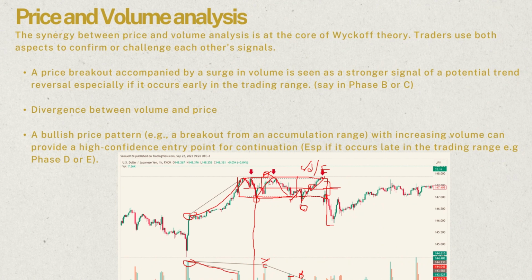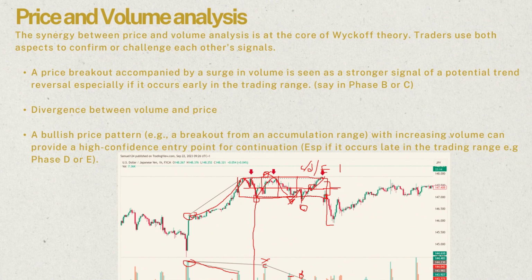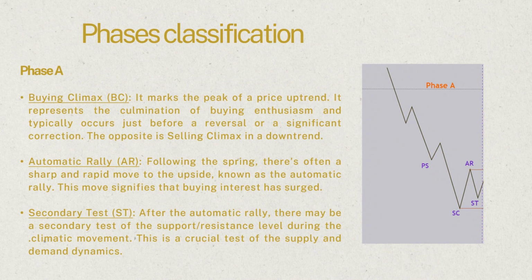Anything here in phase A, B, in fact C sometimes, could be a trap. So the safest is phase D and E. You watch out for the breakout of price, which is accompanied by a surge in volume. That is your sure bet. All right. So let's talk about the attributes of those phases so that we can understand the Wyckoff schematic. Phase A. What do you have in phase A?